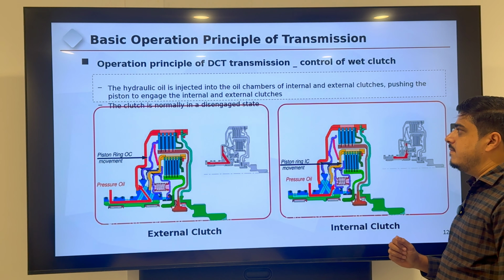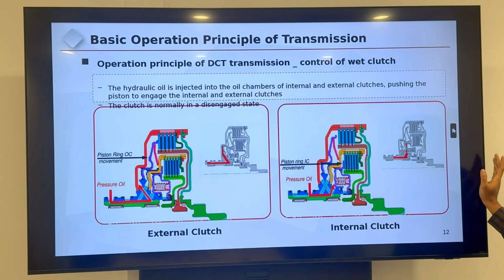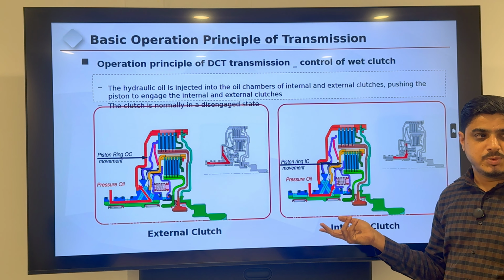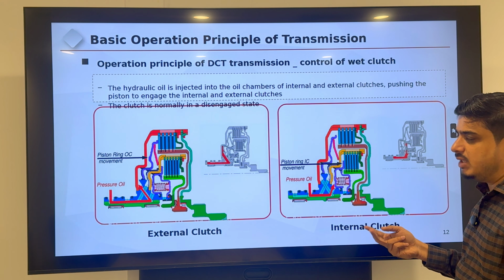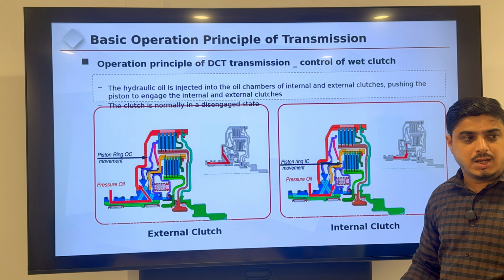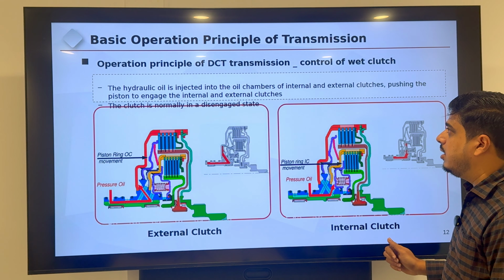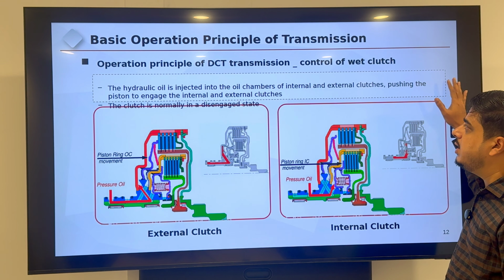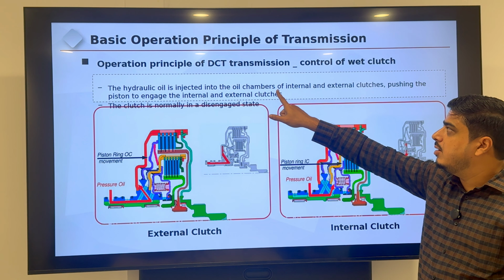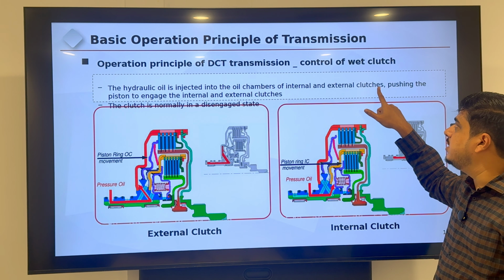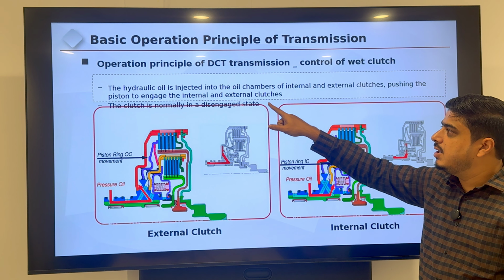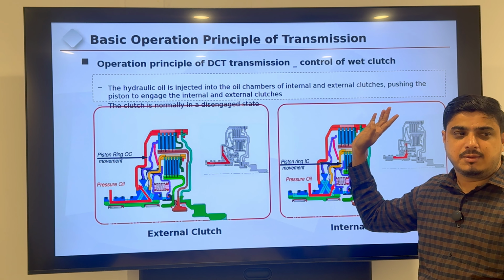Next is DCT. DCT means what? Dual clutch transmission, wet type. There are dry types also available, but we have only the wet type dual clutch transmission. And what is the operation principle of DCT? In DCT, the hydraulic oil is injected into the oil chamber of the internal and external clutches, pushing the piston to engage the internal and external clutches. The clutch is normally in a disengaged state.